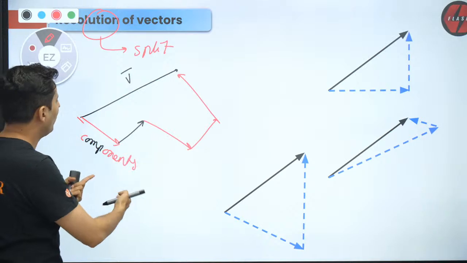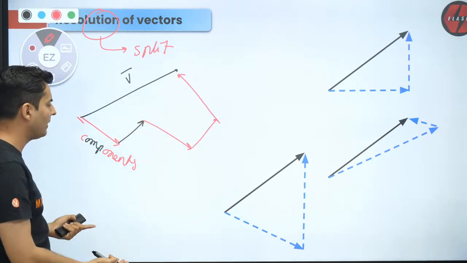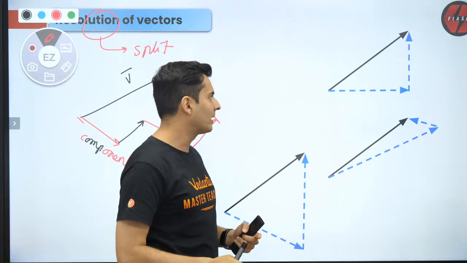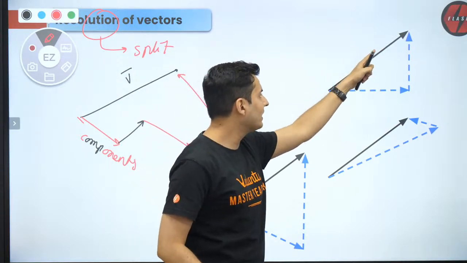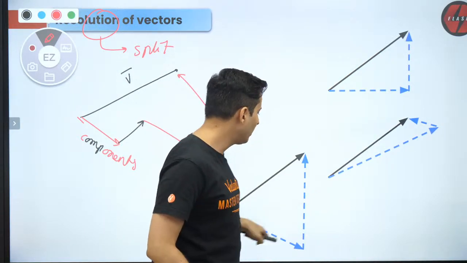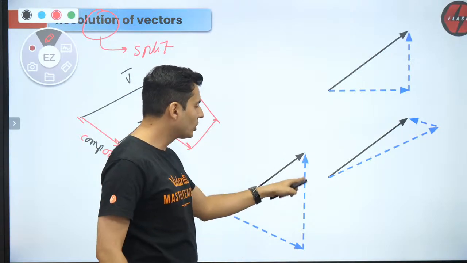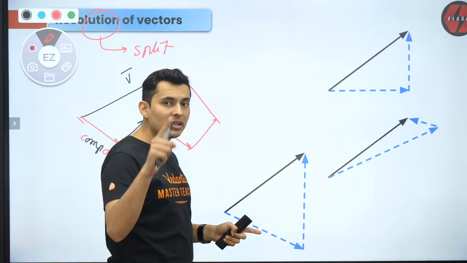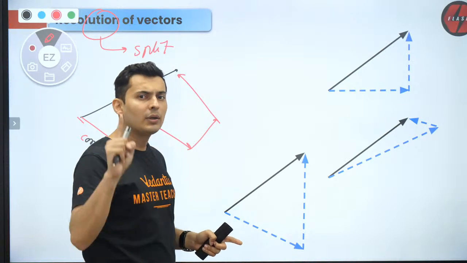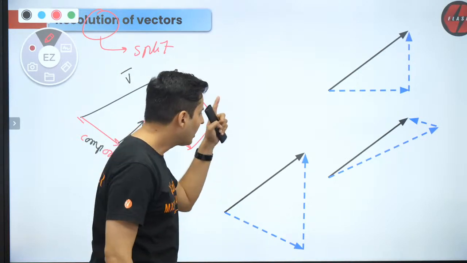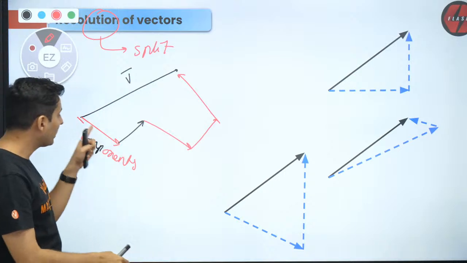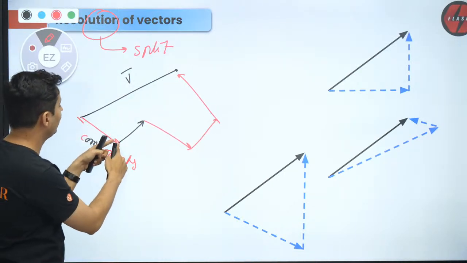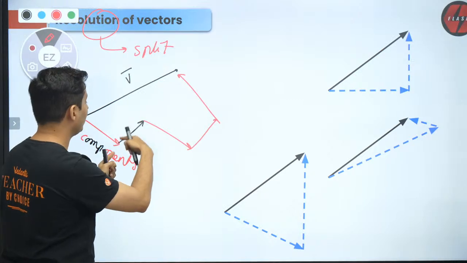Now, there is no point splitting a vector in a very haphazard manner. You have to split it in a very particular manner to make more sense of it. Like you can see, the same vector has been split in different ways over here. These blue dotted lines represent those components, and the black one is your original vector. Please keep in mind, to get the same desired effect as the original vector, it's important you follow the same path. As in, wherever the head ends, the tail should start of the next vector.